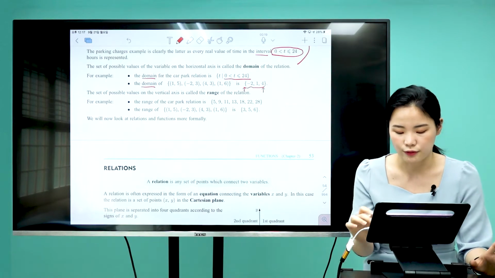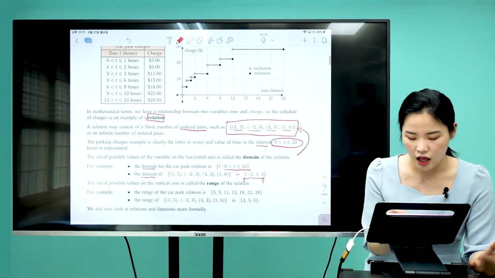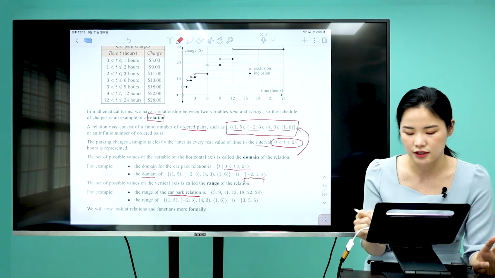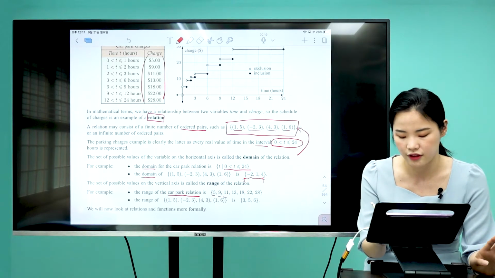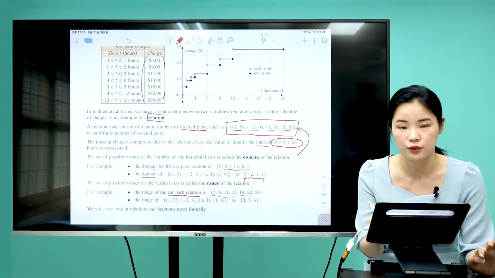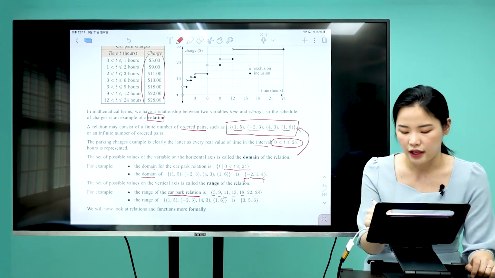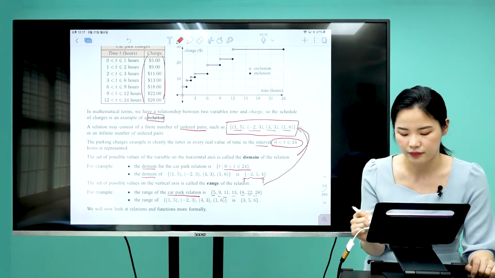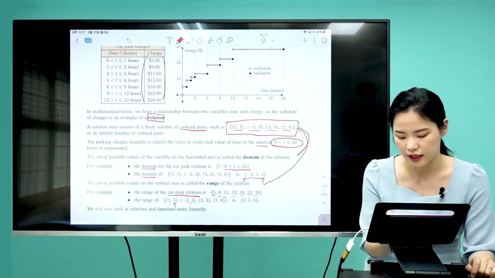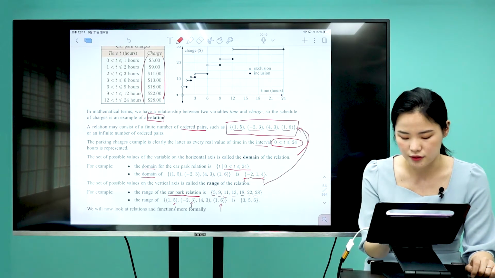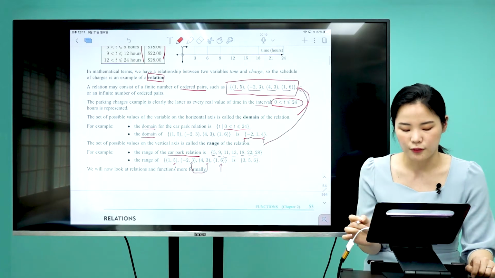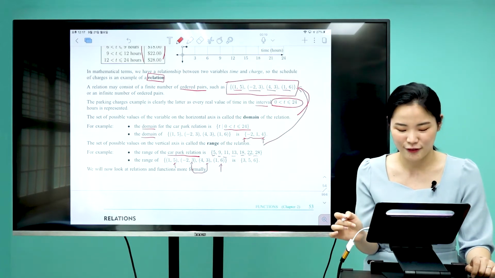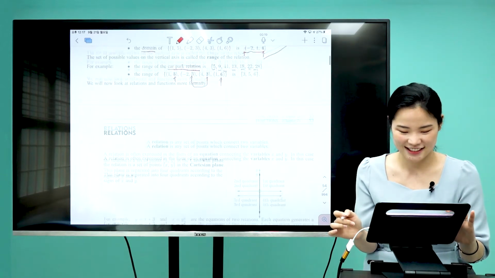To represent the range, the car park relation has the range of these charges: $5, $9, $11, $13, $18, $12, $22, $28. And if we draw this example, it would be 5, 3, 6. Because this 3 is repeating, we can omit it. Now we will look further at relations and functions.